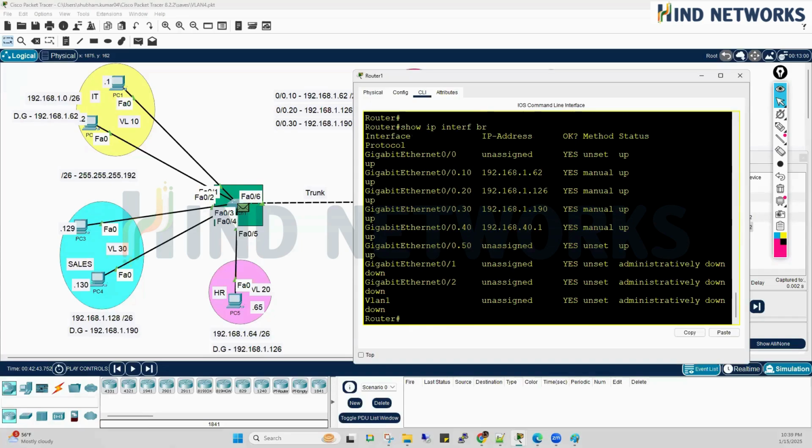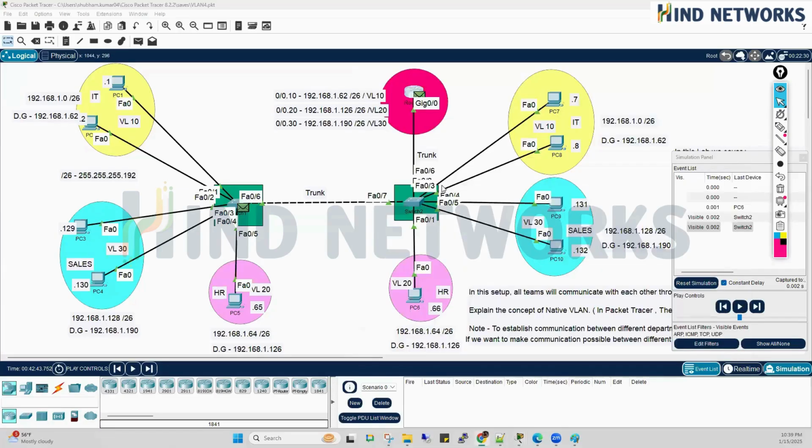Are you getting my point, everyone? Understand? For each VLAN I should create a sub-interface, sub VLAN. Sorry, yes, for any VLAN you can create the sub-interface. So okay, thank you. Clear, guys?